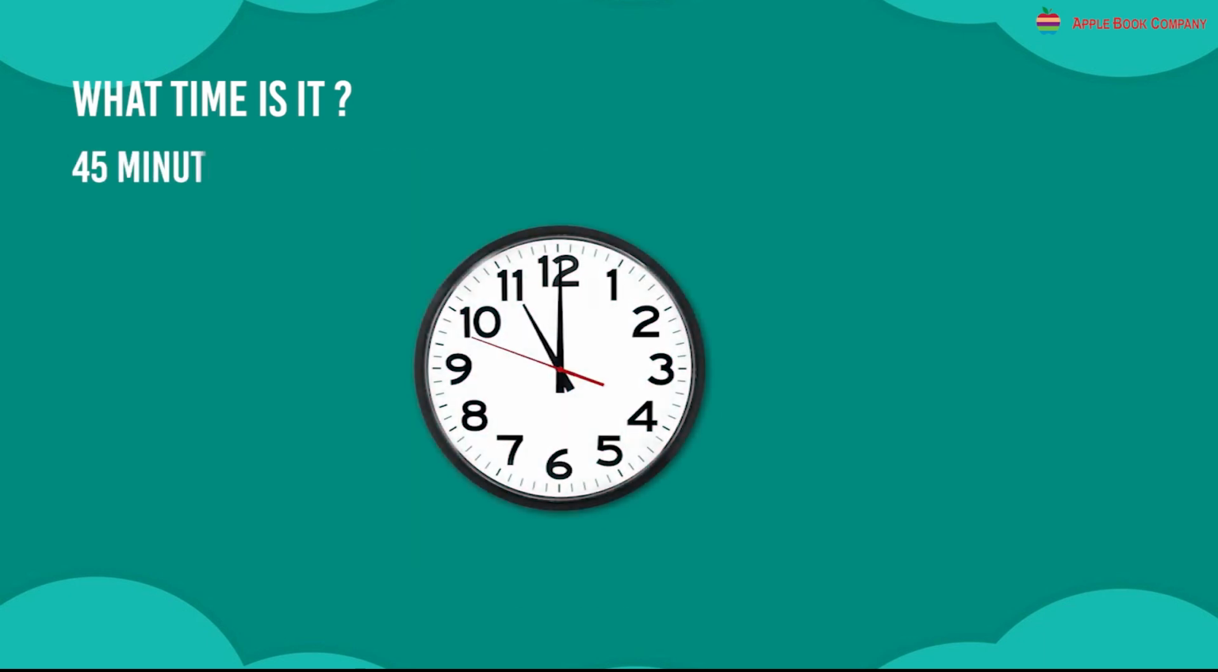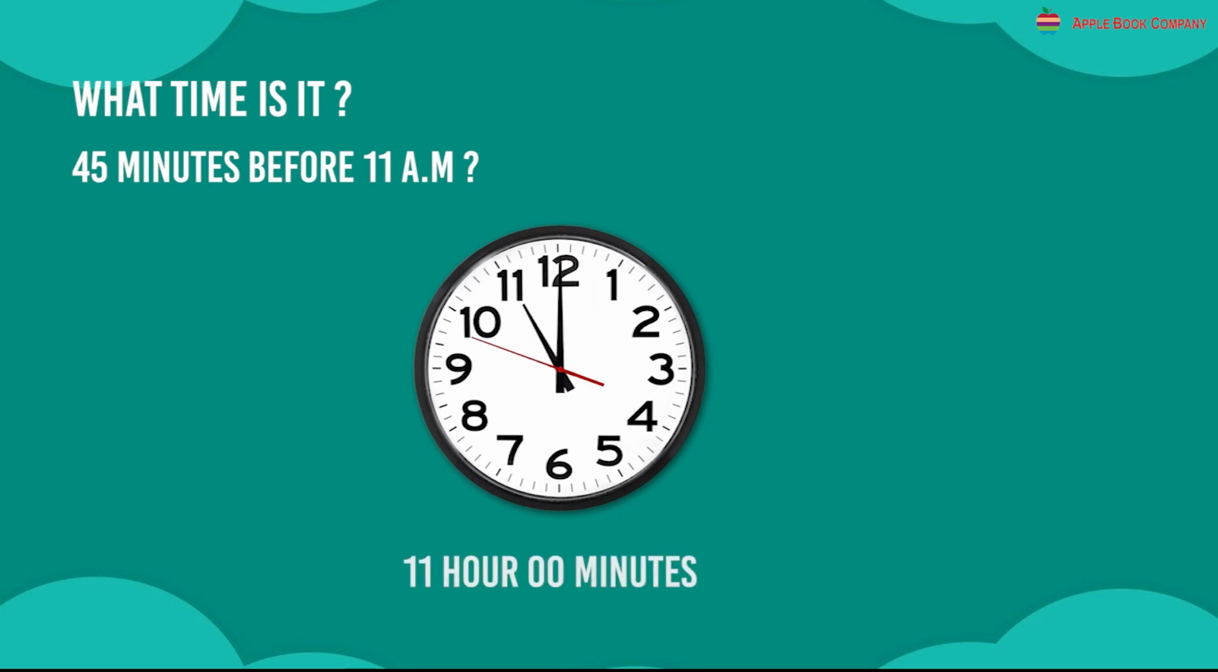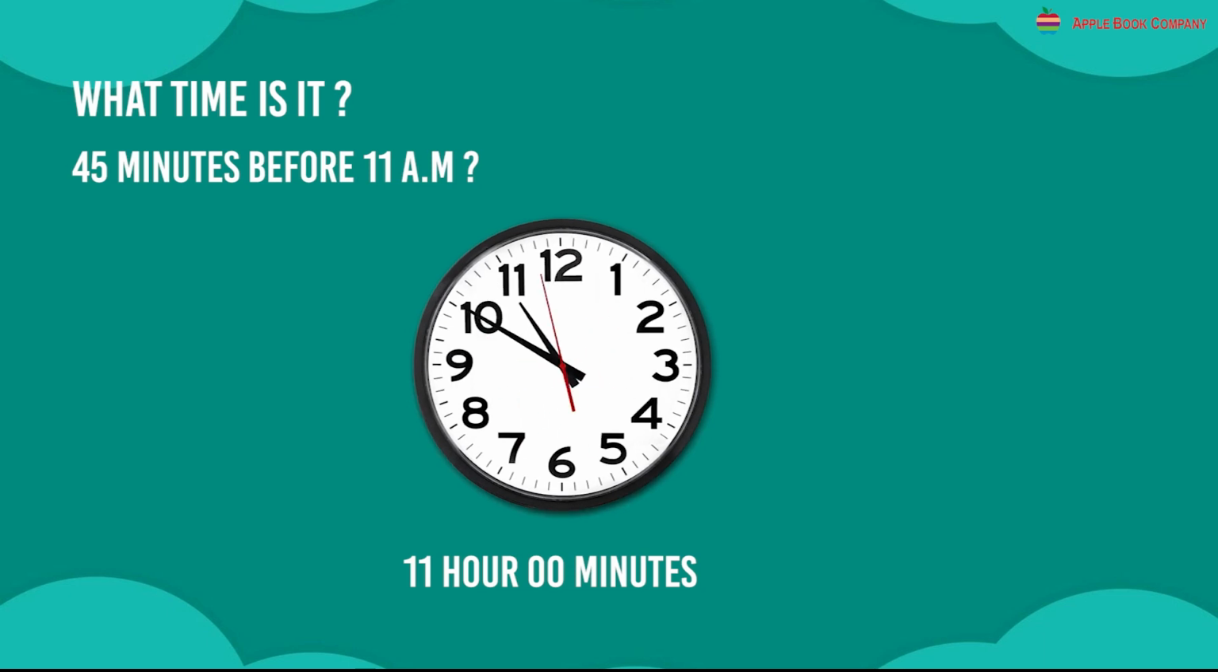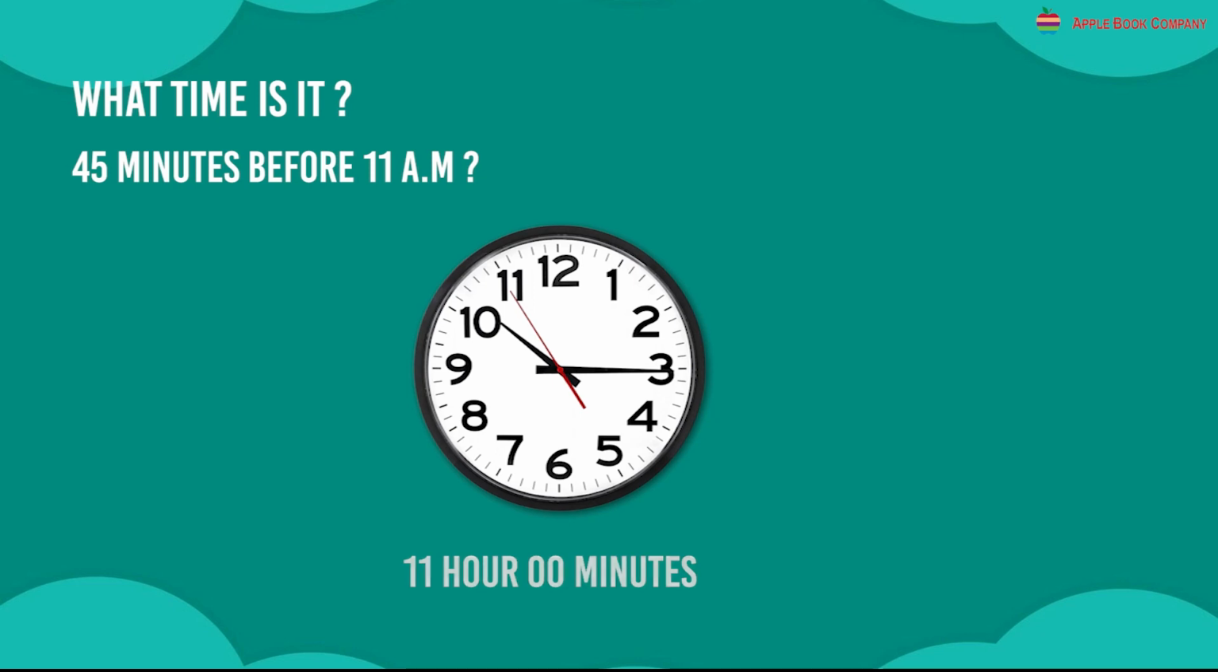Next question. What time is it? 45 minutes before 11 a.m. 11 a.m. means 11 hours 00 minutes. Now, subtract 45 minutes, 0 hours 45 minutes, from the value. You get 10:15 a.m.